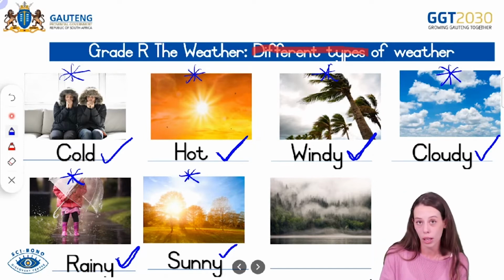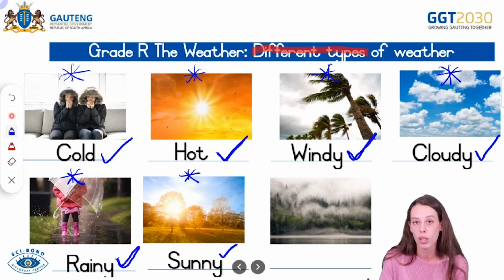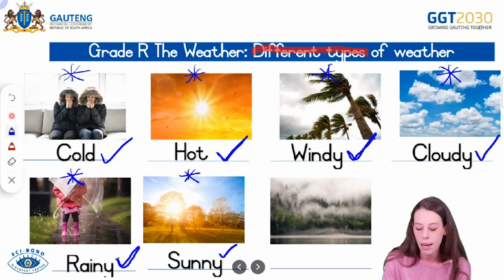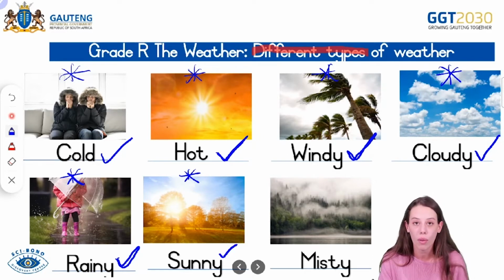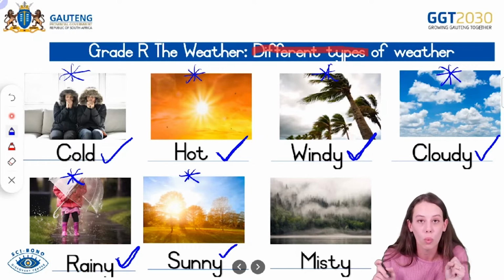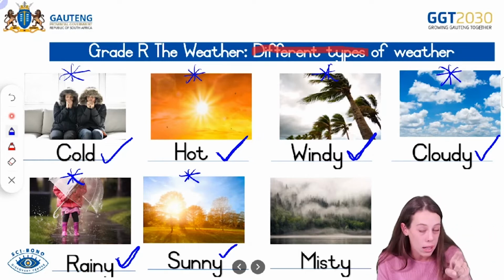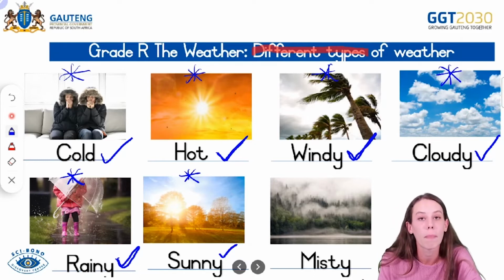And our last picture, some of us might not know what this one is because not everywhere in South Africa do we see this, but it is very misty. This is mist. Sometimes very early in the mornings, if you get up very early for school and you look out your window and it's very blurry and gloomy outside and you can't always see in front of you, that means it is misty.